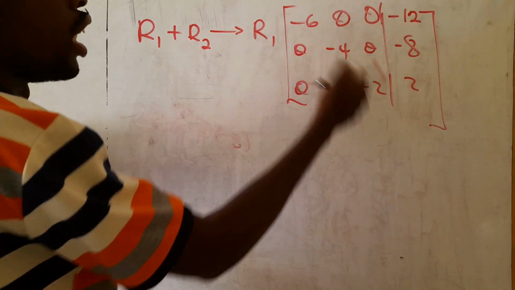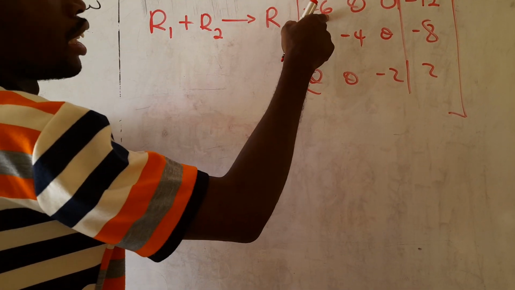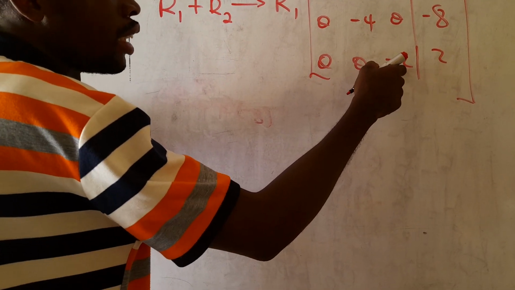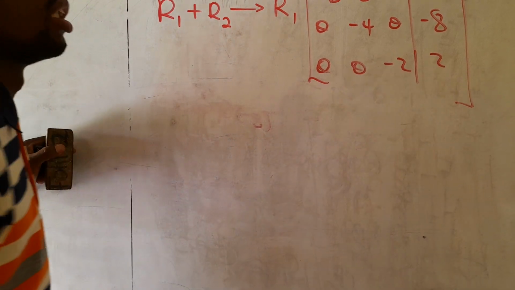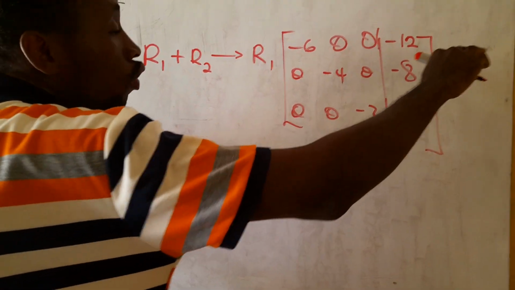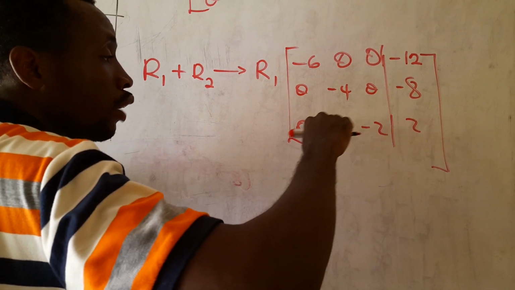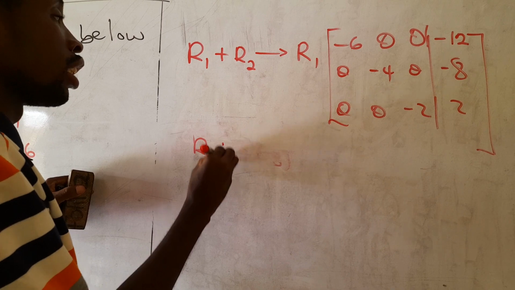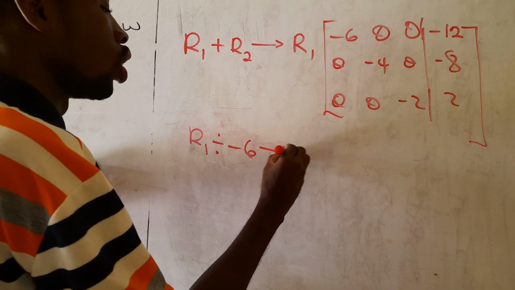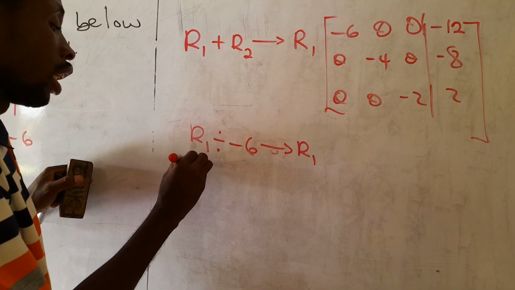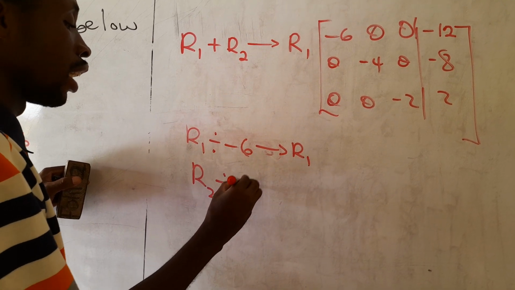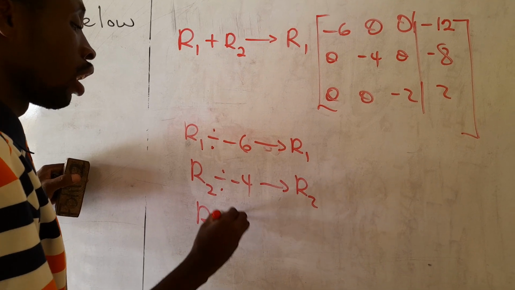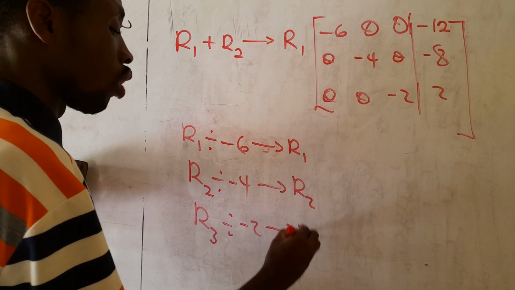Now all the entries in the leading should be made 1. If I divide this by negative 6, it will become 1. Divide this by negative 4, 1. Divide this by negative 2, also 1. So I'll divide all of that by negative 6. Divide all of this by negative 4. Divide all of that by negative 2. So I'll say R1 divided by negative 6 should go into R1. Then R2 divided by negative 4 should go into R2. Then R3 divided by negative 2 should go into R3.